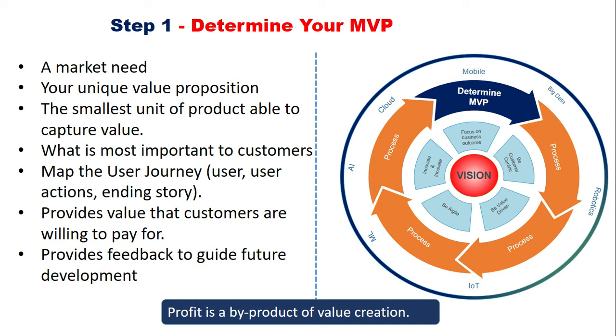Now, in this process, the first thing you need to do is to determine your MVP. MVP is your minimum viable product. Now, to do this, first you need to identify a market need. There is something that is required in the marketplace. Now, one simple way of identifying a need is something you personally need. There is a need you have.